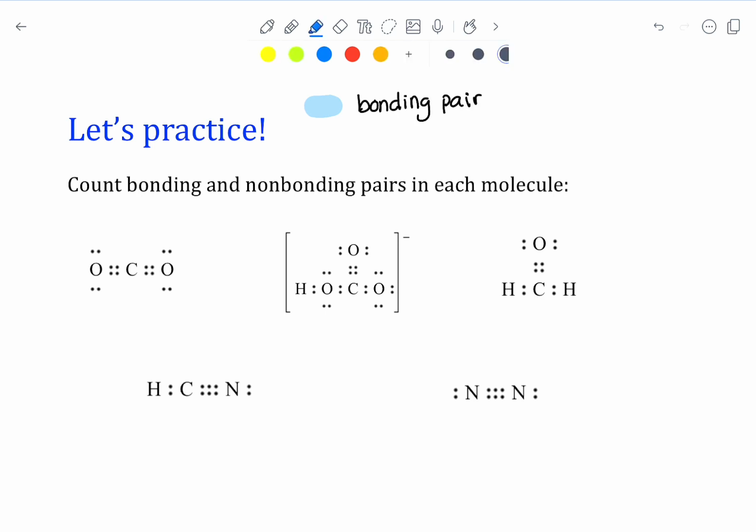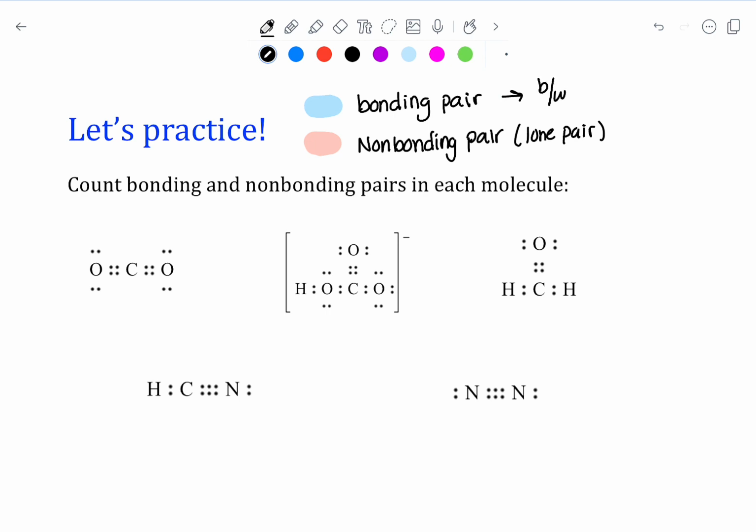And anything that's highlighted in red is a non-bonding pair, also known as a lone pair. They're not participating in the bond. So bonding pairs happen between atoms, and lone pairs are on one atom.